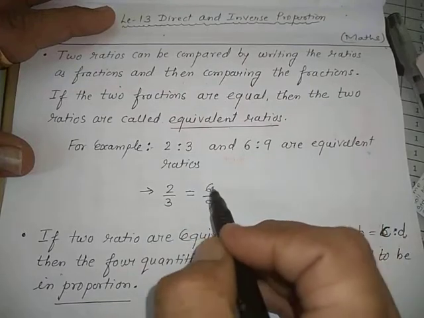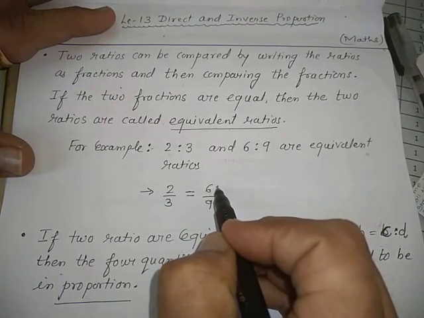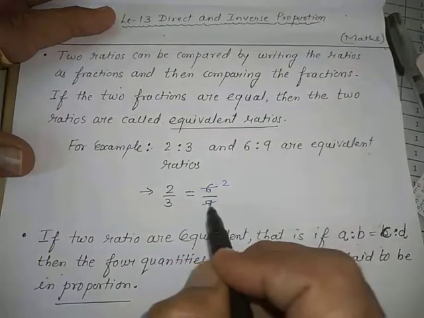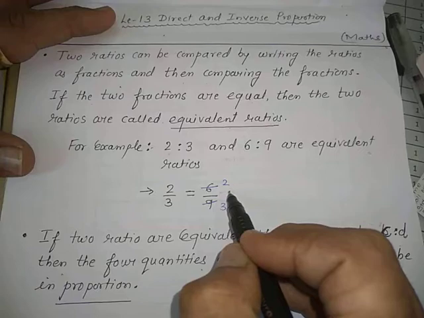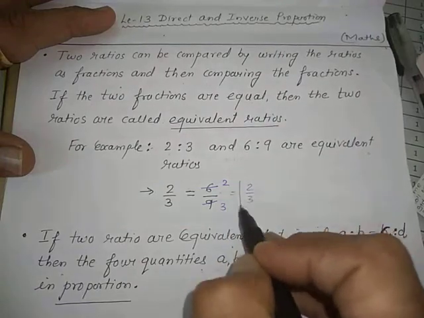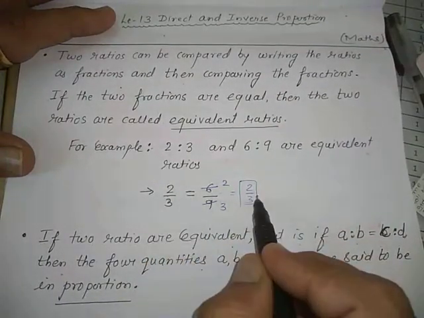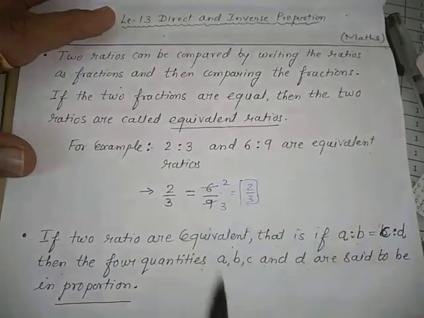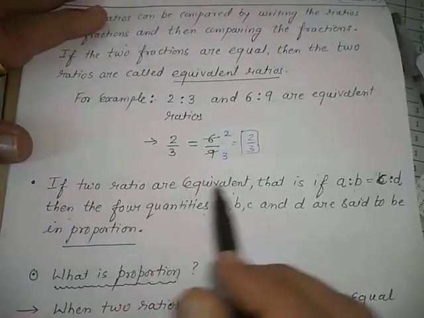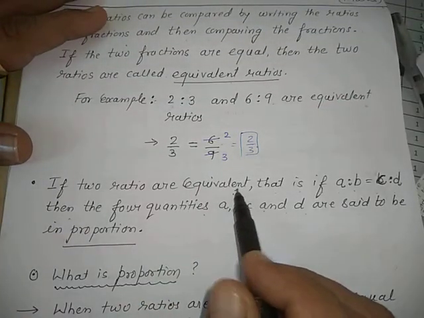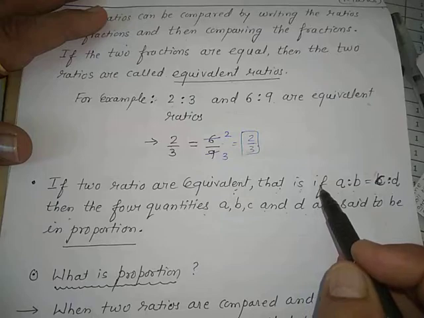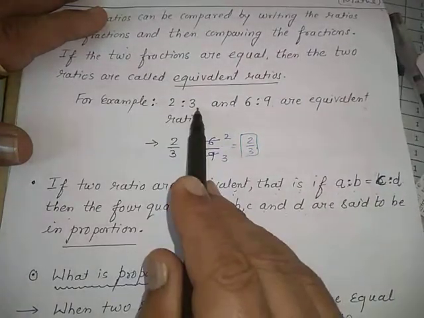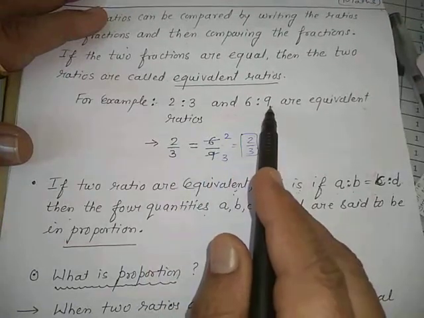How? Because if we reduce it, both are divisible by 3: 3 twos are 6 and 3 threes are 9, so you will get 2 by 3. So these two are equivalent fractions, first ratio and second ratio. When two ratios are equivalent, then if A is to B is equal to C is to D. Which form did it go into? A is to B is equal to C is to D.